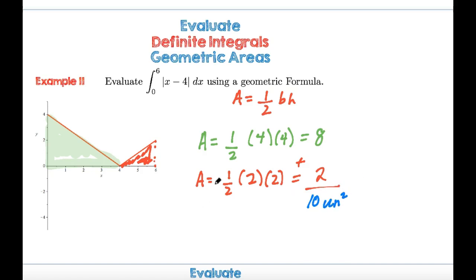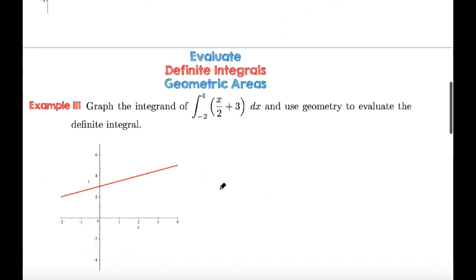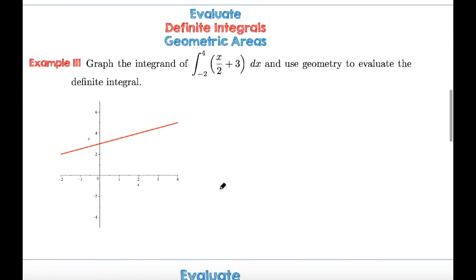So that's example number 2. Let's go on to our third example, and I really like this one. This one's a little bit different. I used the trapezoid rule once today for this. Let's graph the integrand, the integral from -2 to 4 of x over 2 plus 3, and use geometry to evaluate the definite integral. You might see it worded like this. Here's our integrand right here. We're going to draw that, and I've done that again for you in red here.